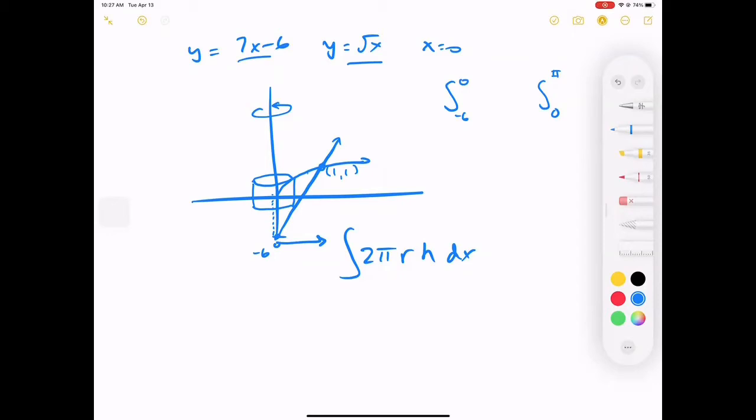And it's upper minus lower, upper minus lower. That's the height of our cylinder, and it's going to be our square root equation minus our line equation. The radius is just going to be x going out this way. That's just x. So we have everything we need. So integral from 0 to 1 of 2 pi, r is x, and our h is our upper minus lower, which is square root of x, minus lower, which is 7x minus 6.